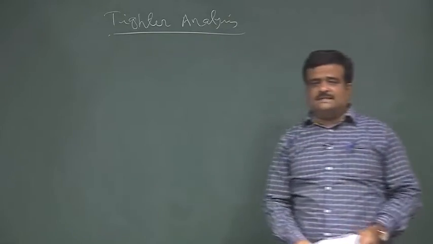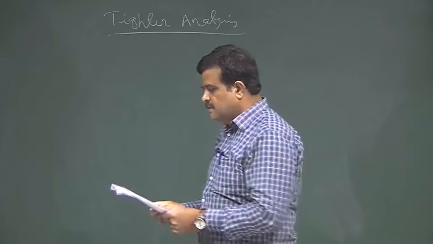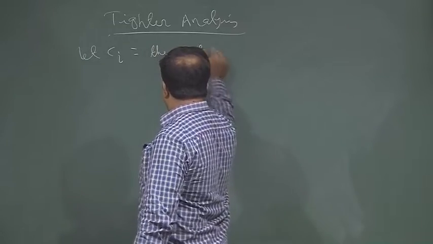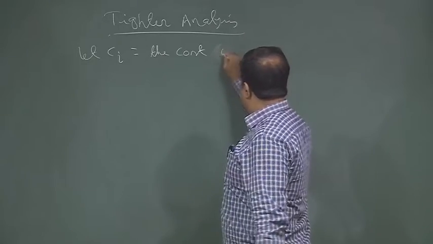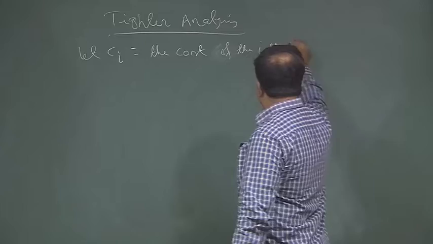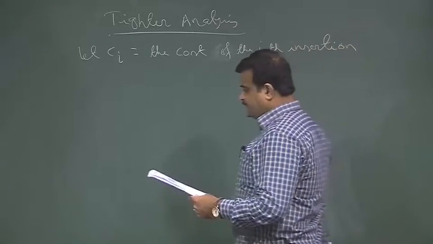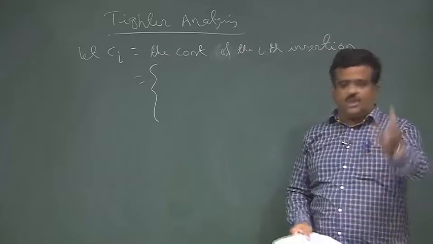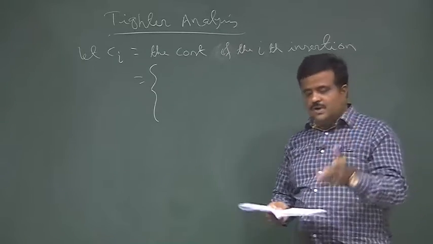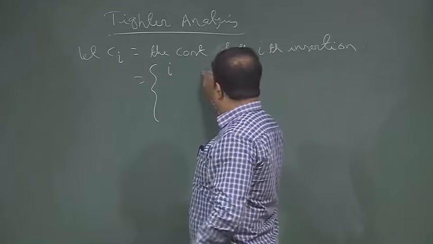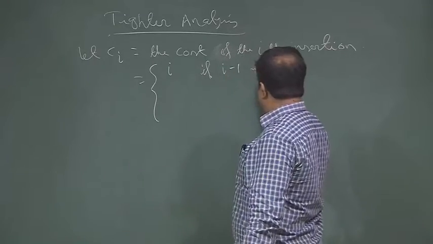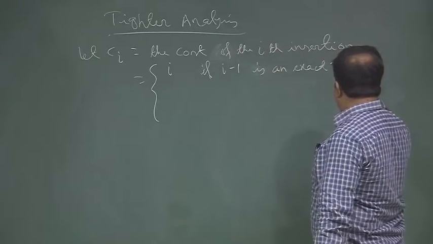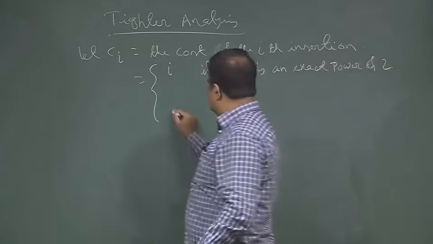If we denote Ci as the cost of the ith insertion, then Ci is basically i if i minus 1 is an exact power of 2, otherwise it is just 1.